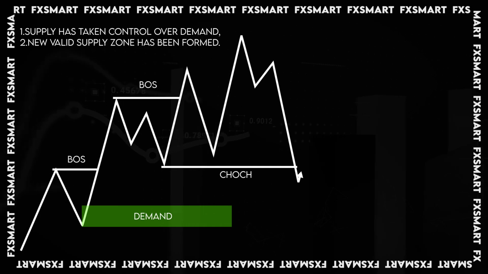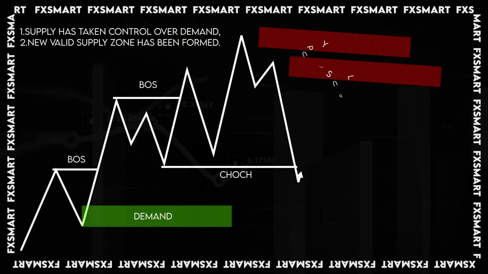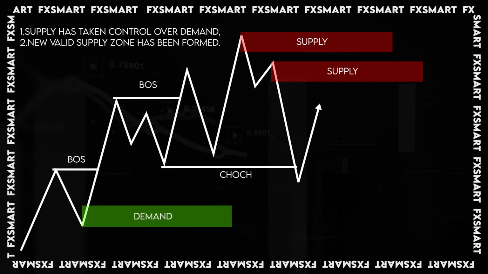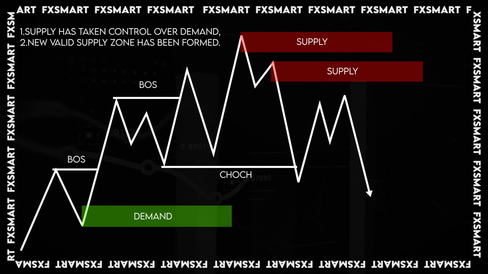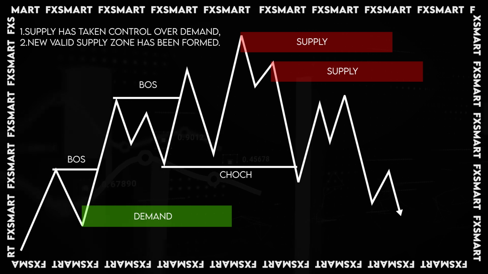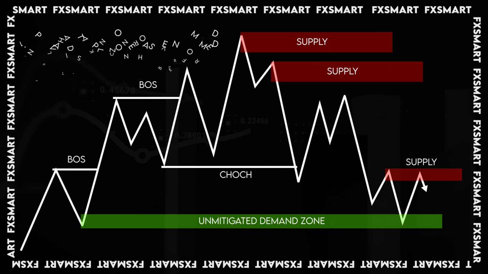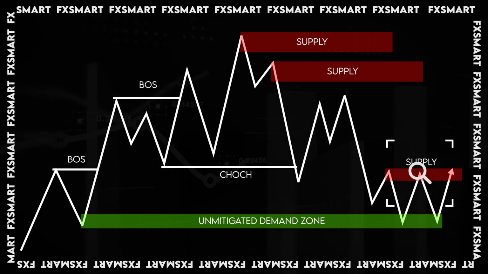This shift implies two important developments. 1. Supply has taken control over demand, and 2. A new valid supply zone has been formed. From that point on, the market often begins to trend downward, creating new supply zones along the way. This continues until the price reaches the next unmitigated demand zone.